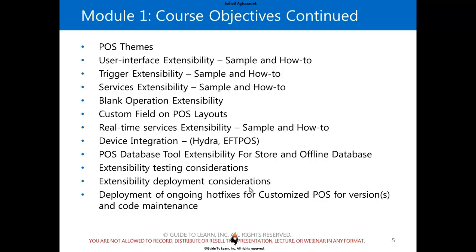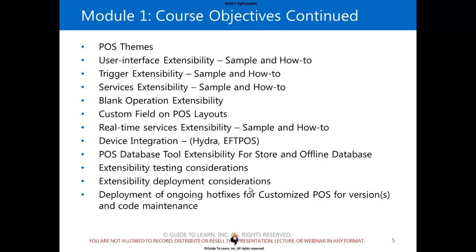In that specific example, blank operation extensibility, we are going to add a new button and we call a particular application or perhaps launch an Internet Explorer in order to navigate to a particular website, or perhaps retrieve the description of an item and search it via a website. Custom fields would be another discussion. How do we place a custom field on a POS layout? We will discuss it in that chapter.